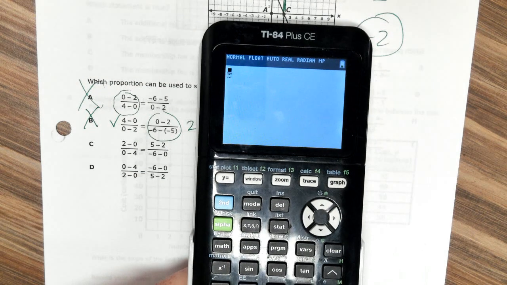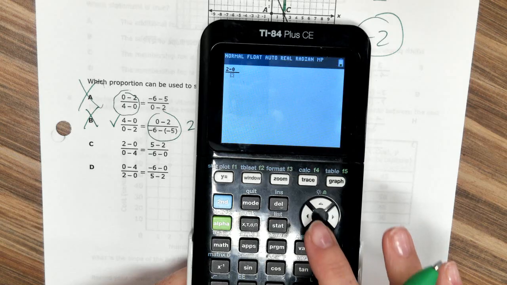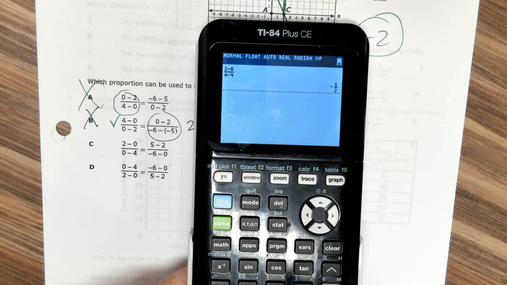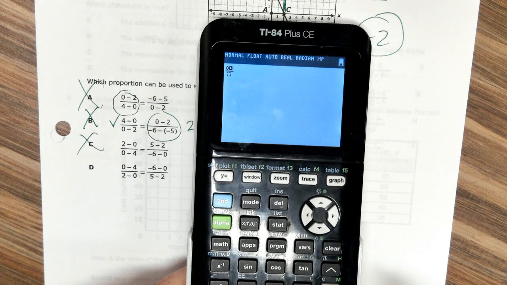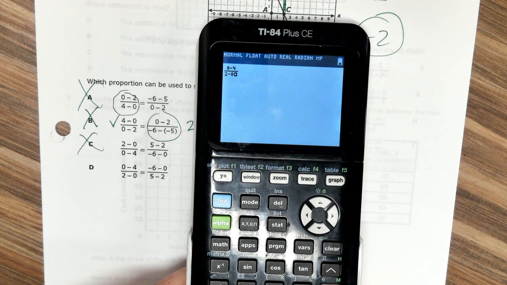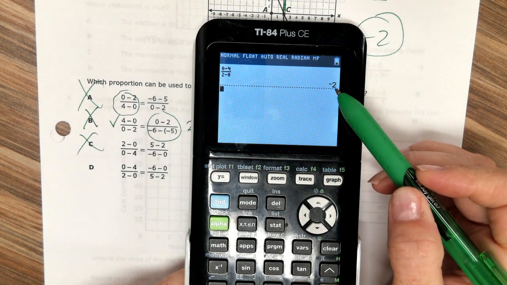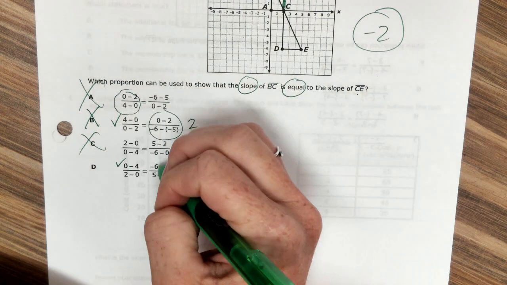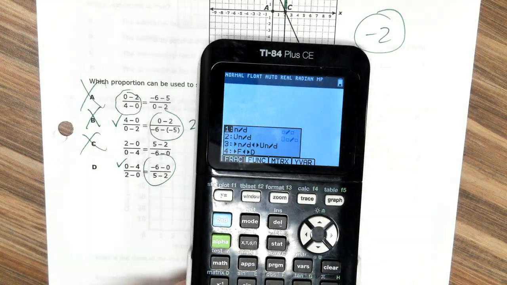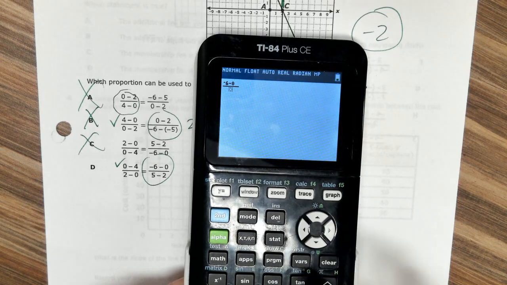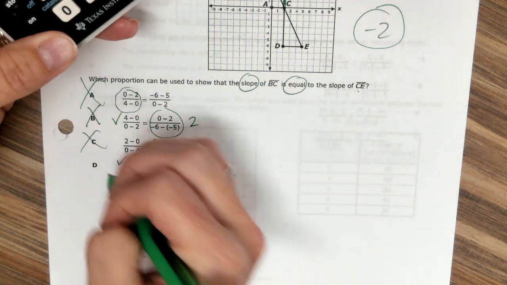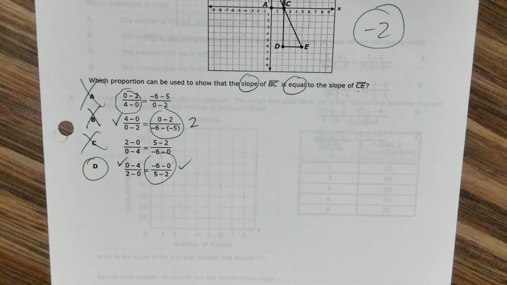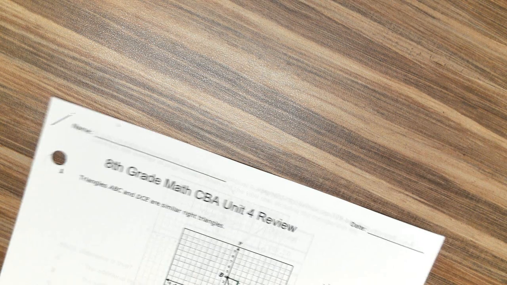All right, so I go check C. 2 minus 0 over 0 minus 4. That's not it. And then I check D. 0 minus 4 over 2 minus 0. Did that give me -2? Yes. Then I check this side. -6 minus 0 over 5 minus 2, and that is also -2. Do you see how they'll make one side correct and the other one not? So you have to check both sides.